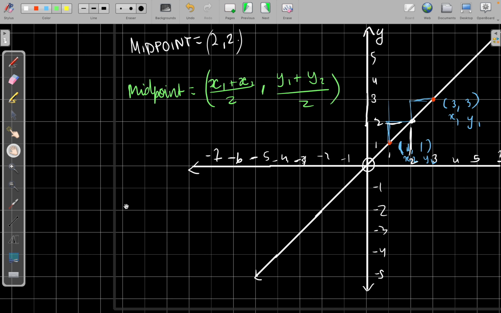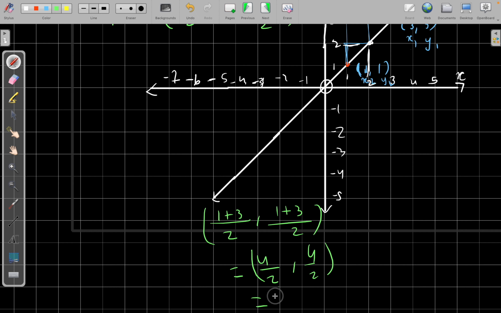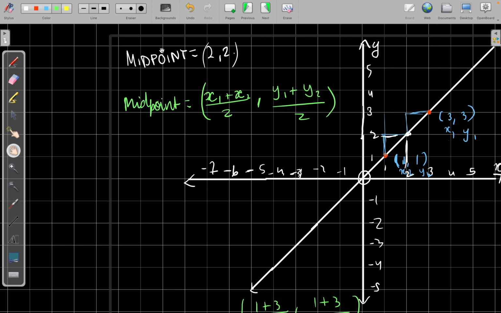So that's the formula. Now we just again put in the points, and it's going to be 1 plus 3 by 2, comma, 1 plus 3 by 2, which is 4 by 2, comma, 4 by 2. And if we simplify the fractions, you just get 2 comma 2, which is what we found out here for the midpoint. So we can now say that the midpoint 2 comma 2 right there is correct.